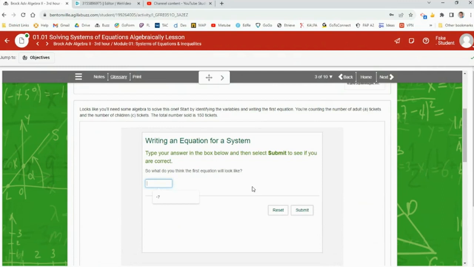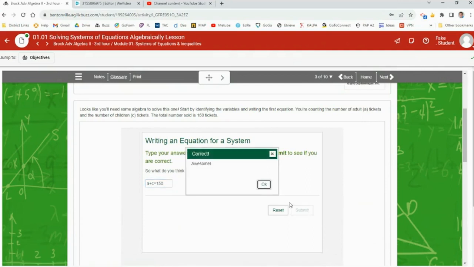Any guesses? I'll let you put in the chat if you want to think. That negative 7 is wrong. We're looking for an equation, so we need an equal sign in it. Oh, Rachel's got it. The adult tickets plus the children's tickets, A plus C, equals 150 because there were 150 tickets sold. Let's submit that. Correct. Awesome.